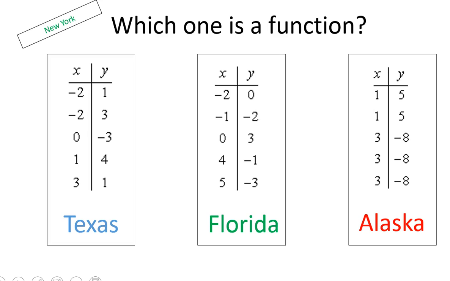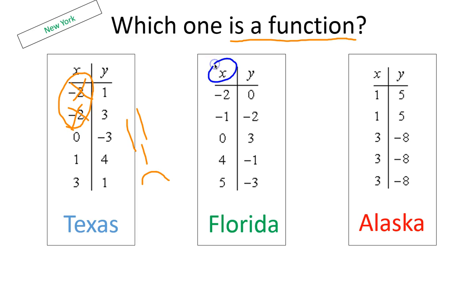When we get to New York, it says which one is a function. Therefore, we're looking for the one where the x's don't repeat because, hey, man, we never go back with our x's, right? So we don't want to go to those x's twice. But right off the bat, bam, x, they repeat. Therefore, poor Texas is not a function. So we know Texas is not a function, but we're going to keep going, and I look at Florida. And in Florida, we're just going to check those x's because remember, that's what we're checking. -2, -1, 0, 4, and 5. Oh my gosh, none of them repeat. That's good news. So we know Florida is a function.